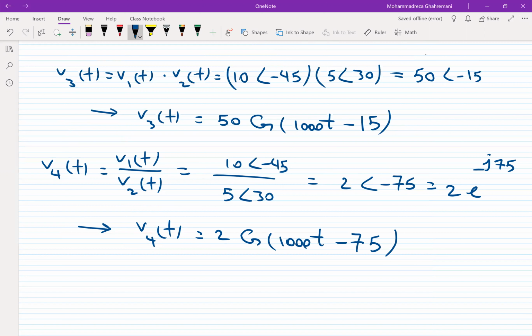Okay, that was for this lecture. We learned about phasors, how to find the phasors of a signal, how to convert between rectangular and polar format, what Euler's formula is, and how to add, subtract, divide, and multiply signals using phasors.